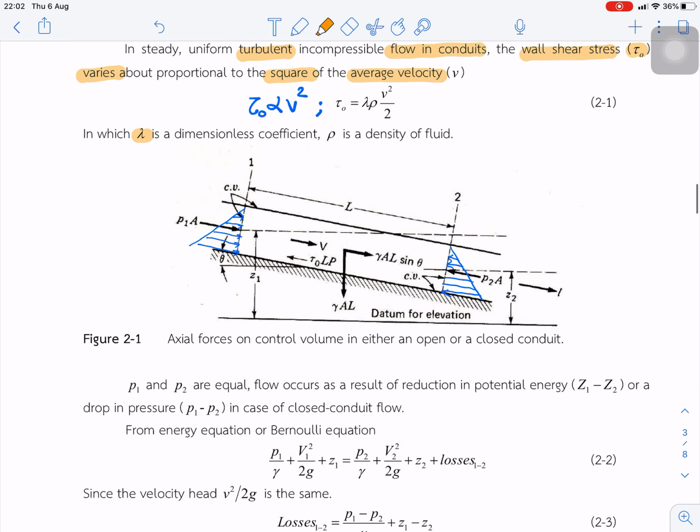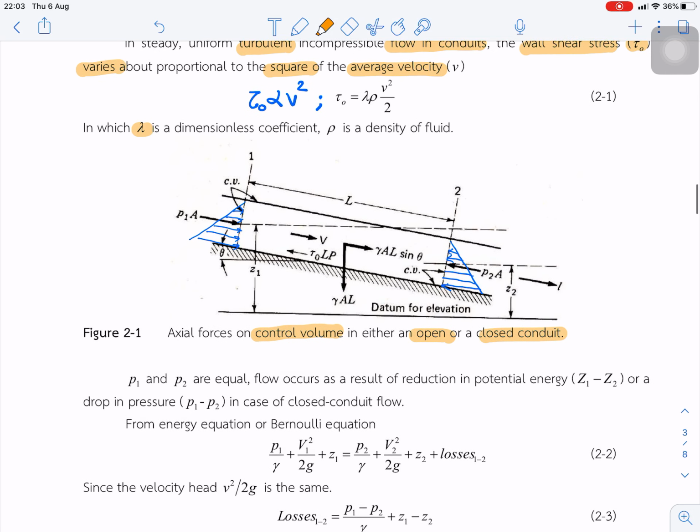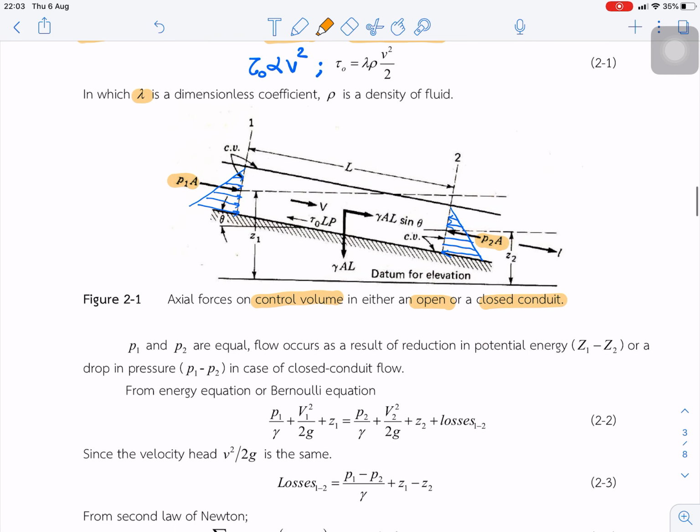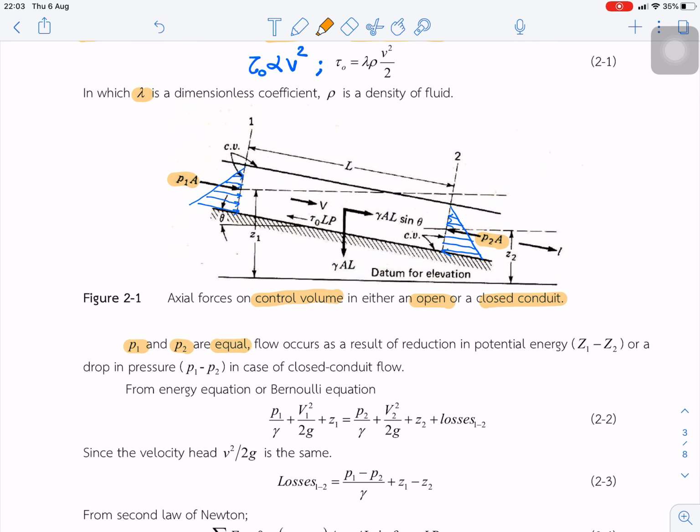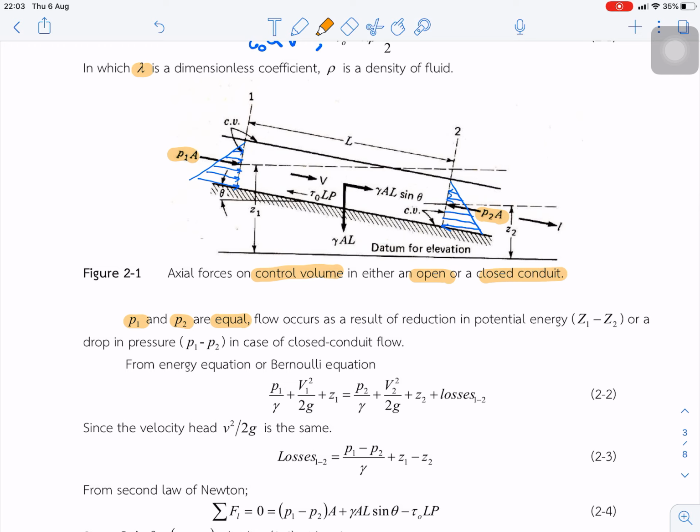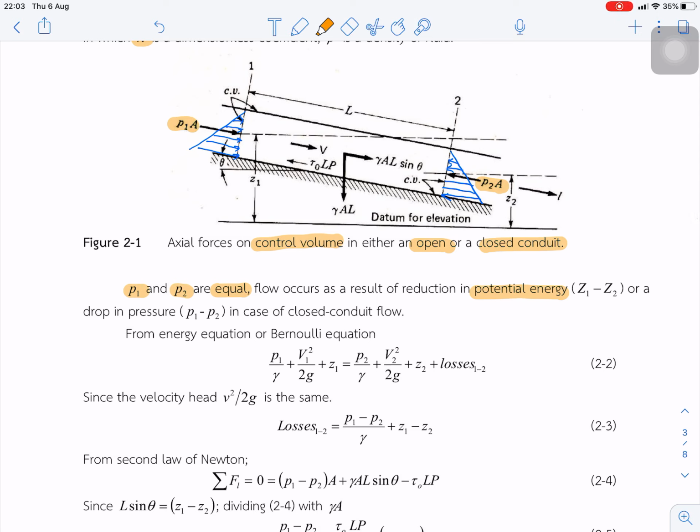If we draw the control volume in an open channel or closed conduit, the hydrostatic pressure on the left and right, now in open channel flow, P1 and P2 are equal, and flow occurs as a result of the reduction of potential energy, the drop of elevation, or the pressure difference in the case of closed conduit flow.